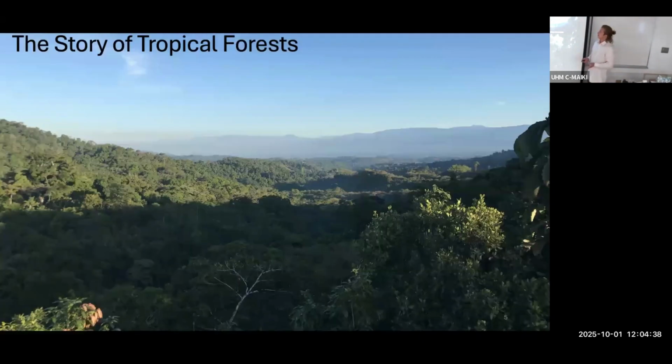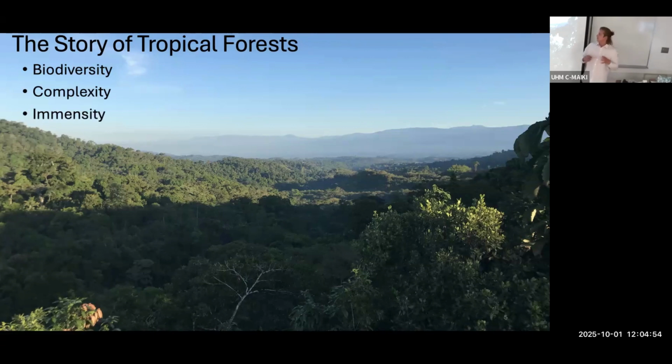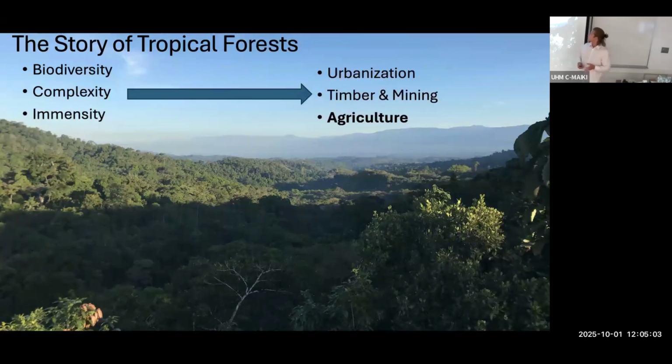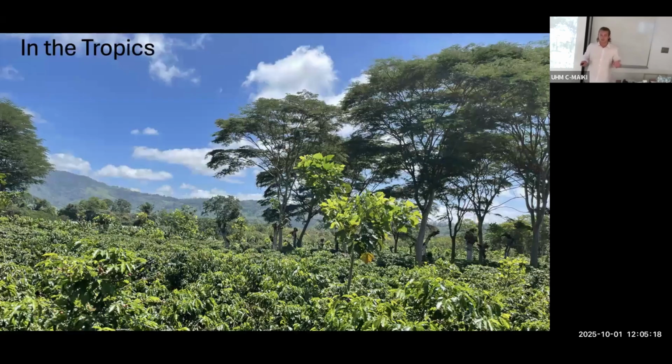And so let's begin by thinking about the story of tropical forests. The story of tropical forests is frequently told within the context of biodiversity, complexity, and immensity, the language of tropical forests housing a majority of the terrestrial biodiversity on Earth. But it's frequently told in the language of being under threat through many different interrelated anthropogenic pressures: urbanization, timber and mining, and most acutely agriculture. So agriculture is responsible for a lot of land use shifts in the tropics, and there are good reasons for that. I think it's important to think about those within the context of these questions.